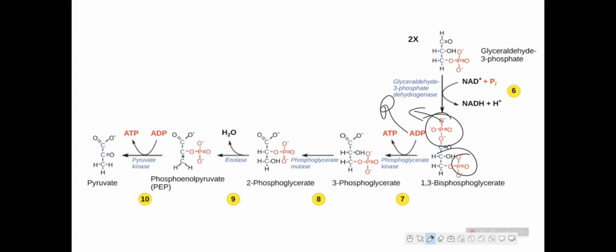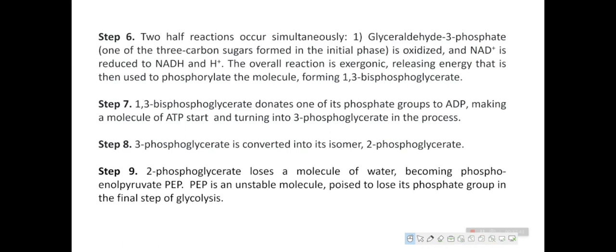Means 1 ATP will be released. In the last step, 1 phosphate molecule will be removed. Here also 1 ATP will be formed and it is converted into pyruvate molecule. So these steps are the energy releasing steps. Already 6, 7, 8, 9 steps you already know.